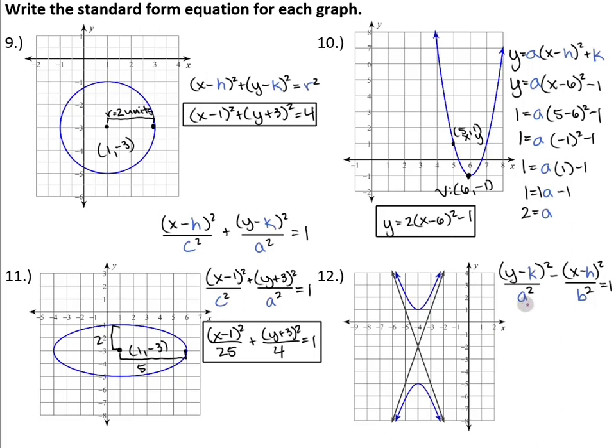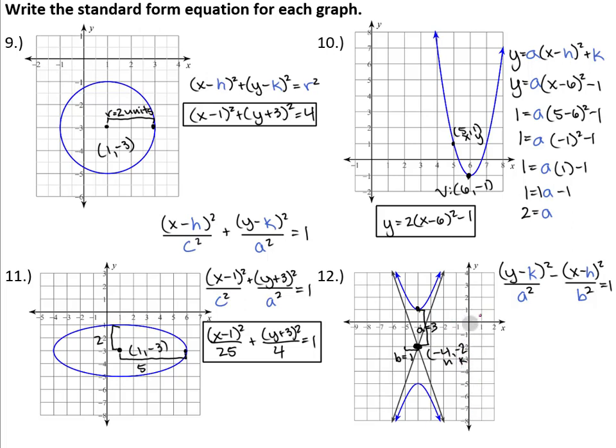And a is always the distance from the center to the vertex. Okay, so we could do this up or down, but that distance here will be 3. Okay, and then b is the length horizontally, in this case underneath x, so it goes with x, from the center to the edge of this rectangle, right, which contains our asymptotes. So our b value is going to equal 1, and our a value is going to equal 3. Now the exact center here is the coordinates -4, -2. So those are our values for h and k.